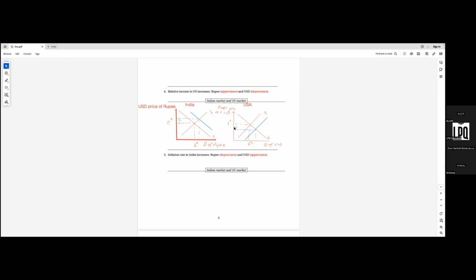Regardless of whether you do single shifting or double shifting, you should get the same conclusion, right? If you can get the final conclusion right, like saying the rupee is appreciating, you get full marks, even though you only did a single shifting. This is number 4.